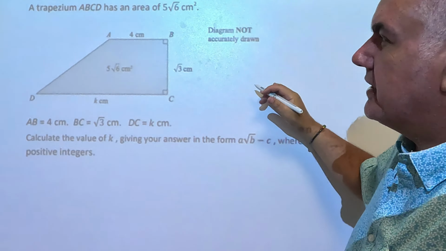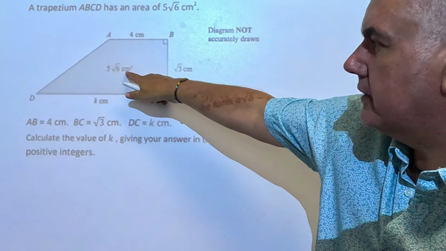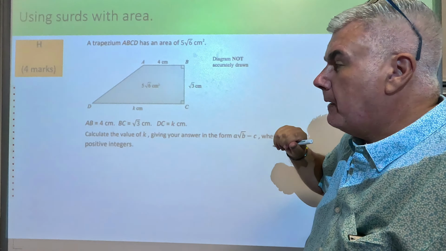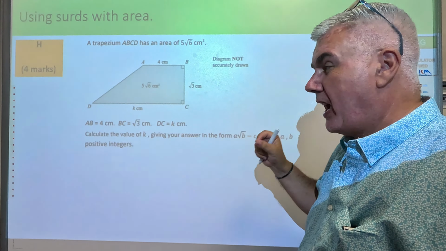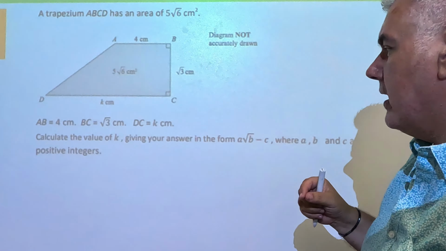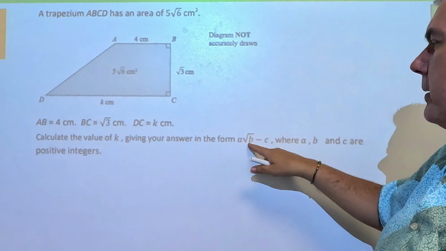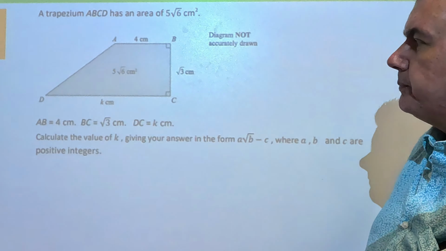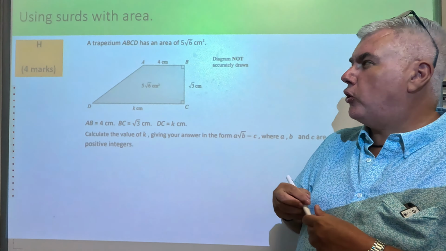A trapezium ABCD has an area of 5 root 6. They've marked that on. AB equals 4, BC equals root 3, DC equals K. They've marked all that on, but it's always worth checking because sometimes you need to then put that in. Calculate the value of K, giving your answer in the form A root B minus C, where A, B and C are positive integers. There will be more than one way to do this, but they're talking about area.